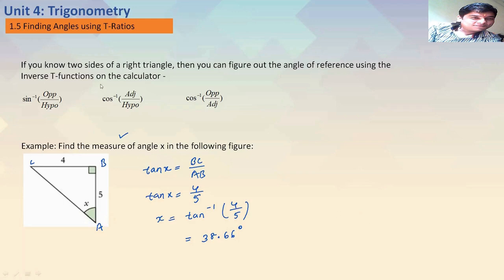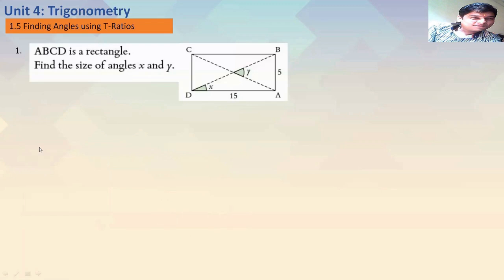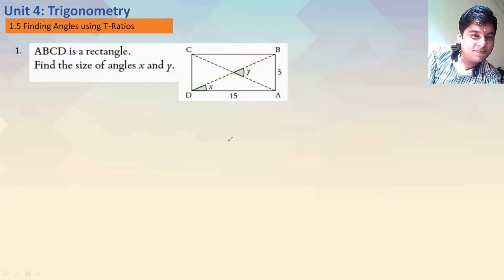Based on this, let's have another question. It's very interesting. You can see that you have to find out x and y. What do you know about rectangles? First, all the angles are 90 degrees, and opposite sides are equal. And there are 2 lines of symmetry.